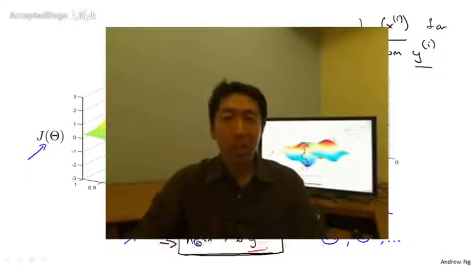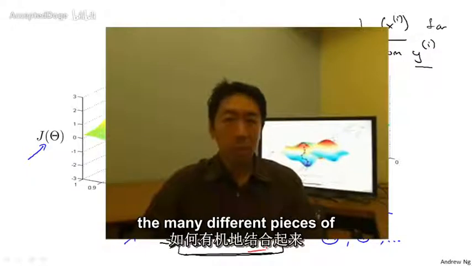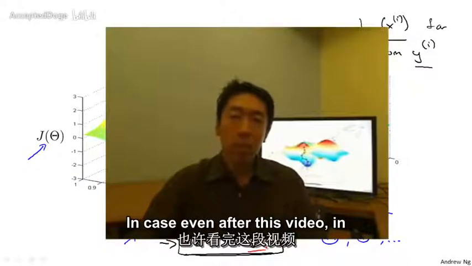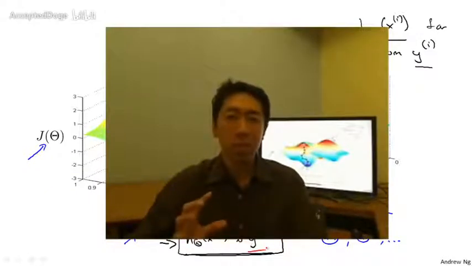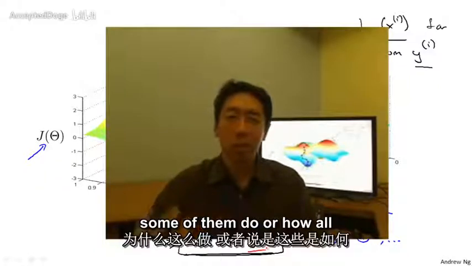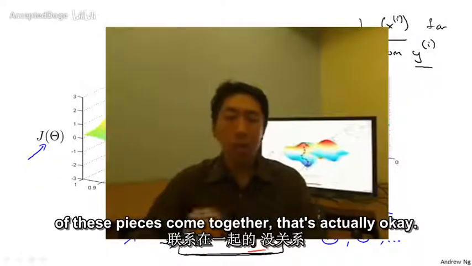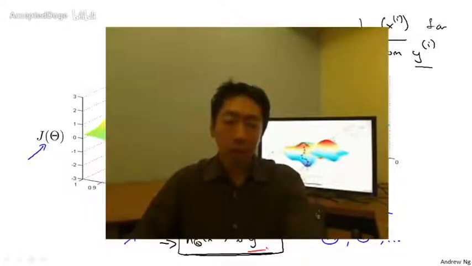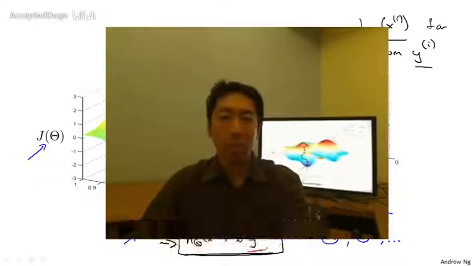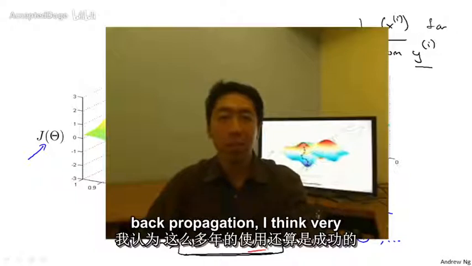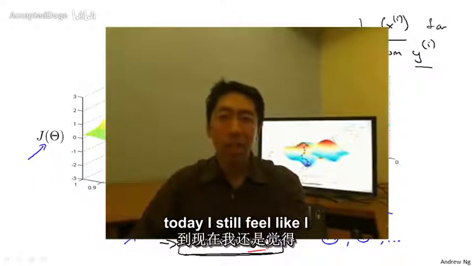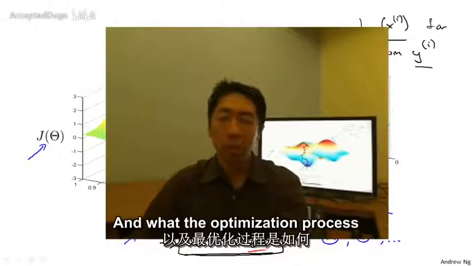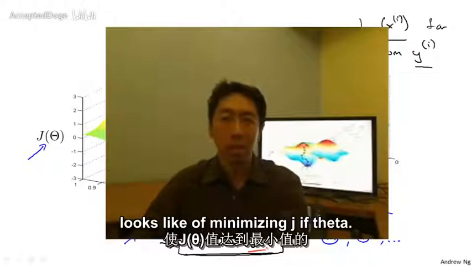So hopefully this gives you a better sense of how the many different pieces of neural network learning fit together. In case, even after this video, you still feel like there are a lot of different pieces and it's not entirely clear what some of them do or how all of these pieces come together, that's actually okay. Neural network learning and backpropagation is a complicated algorithm, and even though I've seen the math behind backpropagation for many years and I've used backpropagation, I think very successfully for many years, even today I still feel like I don't always have a great grasp of exactly what backpropagation is doing sometimes and of what the optimization process looks like of minimizing J of theta.